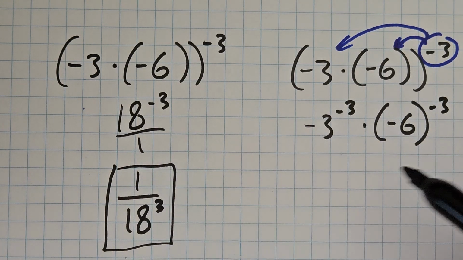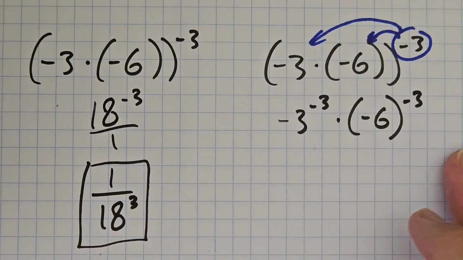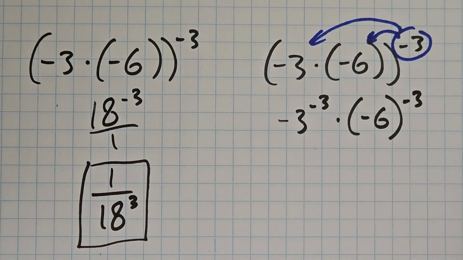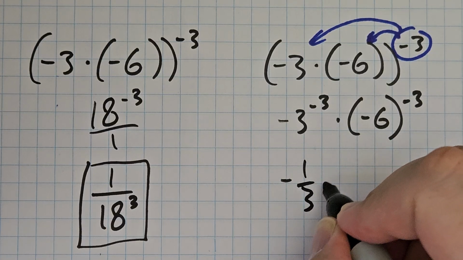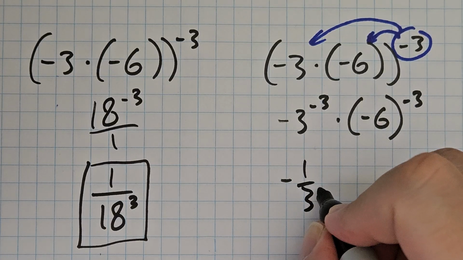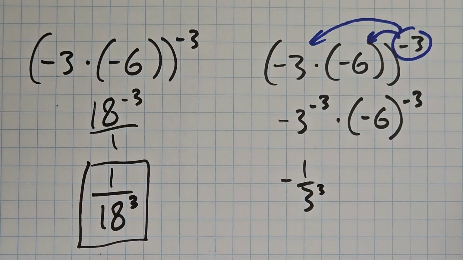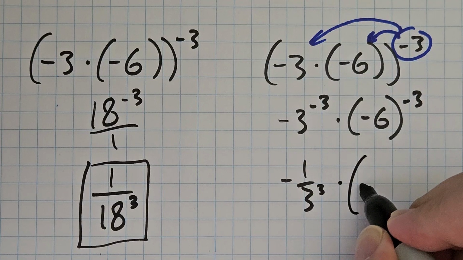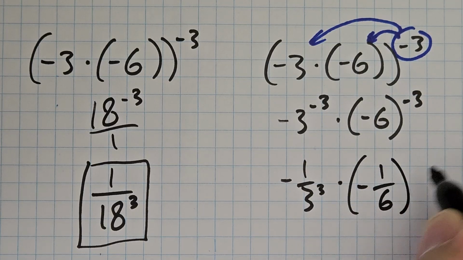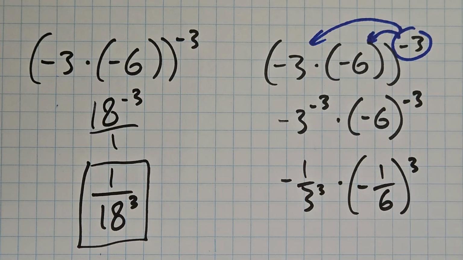And then again, using that same property I used over here of negative exponents representing reciprocals, this becomes negative 1/3 to the third power. I can put that third power in a couple places, so I'll just put it there. And I've got my times, and I've got my negative 1/6 to the third power. Again, I can also put that third power there. I'm just showing some options here. Then I can multiply these together.